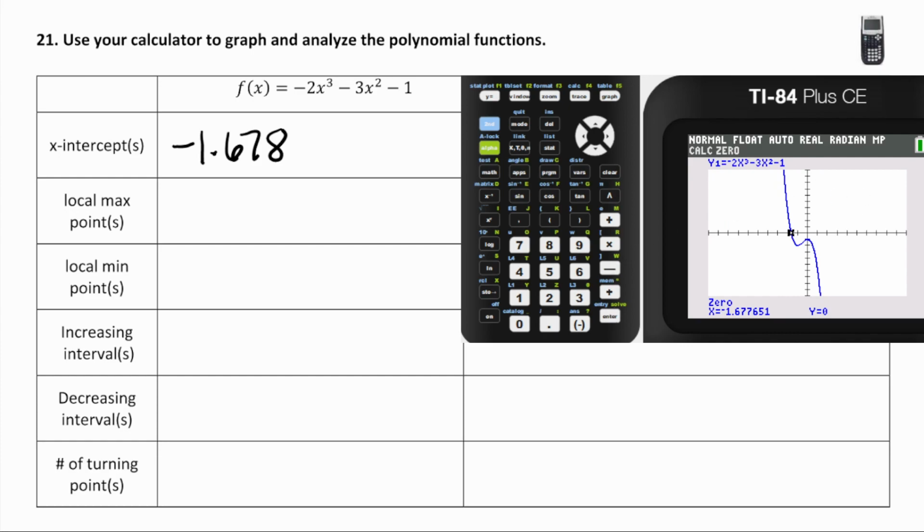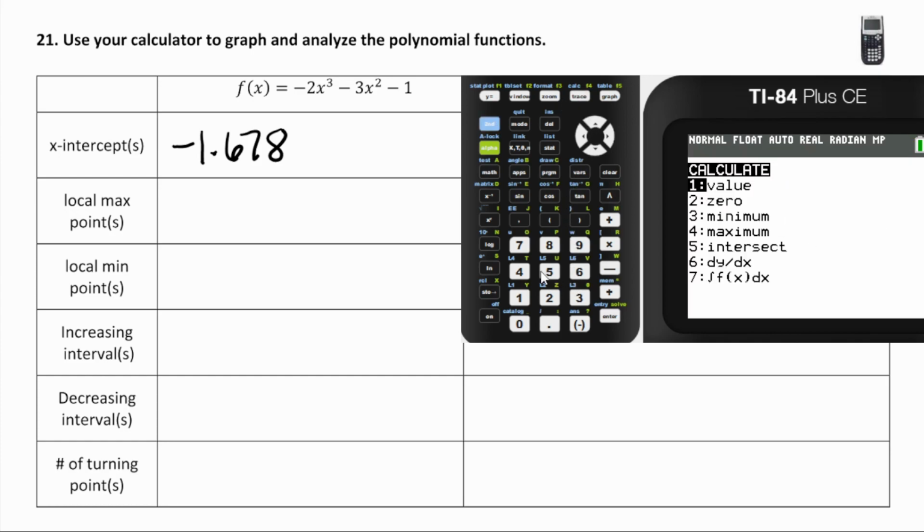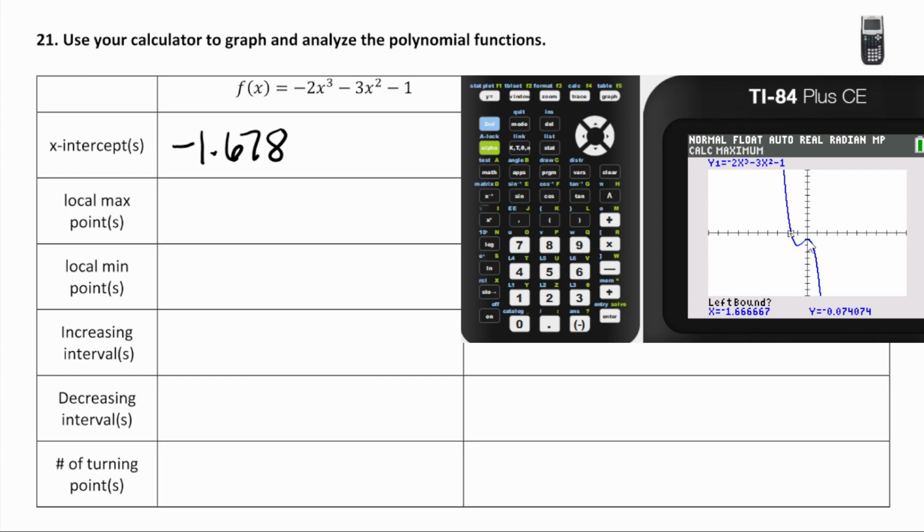Alright, so the location of a local maximum, I'm going to calculate a maximum. Looks like that's going to be right there. It looks like it's happening at x equals 0. Let's say negative 1 is to the left of it, 1 is to the right of it. You can even give it a guess of 0 if you think you know what it is. And sure enough, it's at x equals 0. So at x equals 0, y equals negative 1.